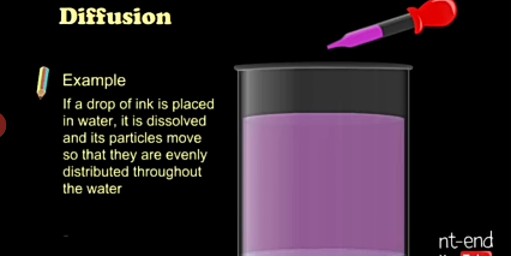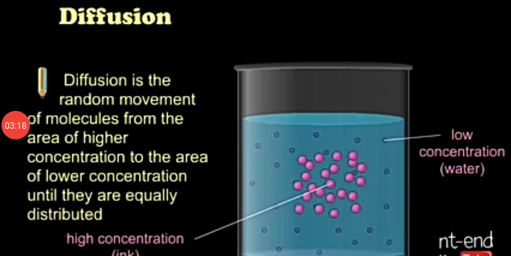So what does this show? That there is a movement of molecules from a place of higher concentration to a place of lower concentration. Diffusion is the random movement of molecules from the area of higher concentration to the area of lower concentration until they are equally distributed.